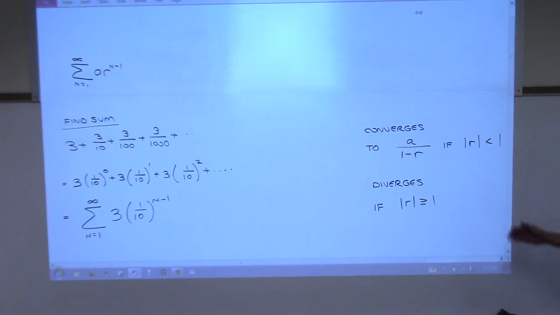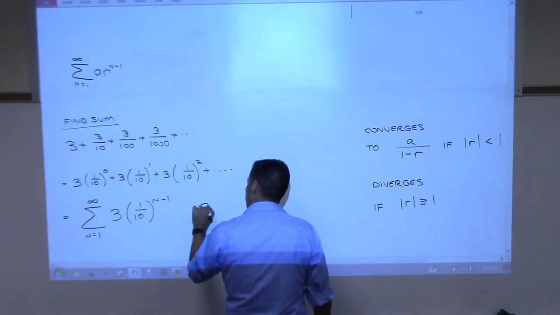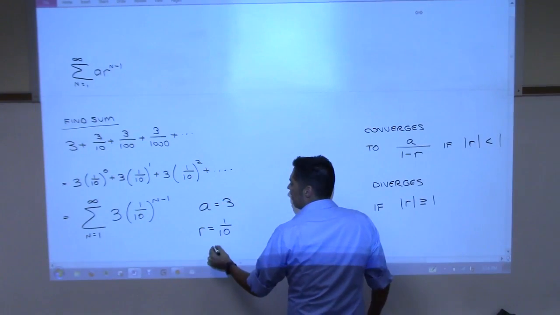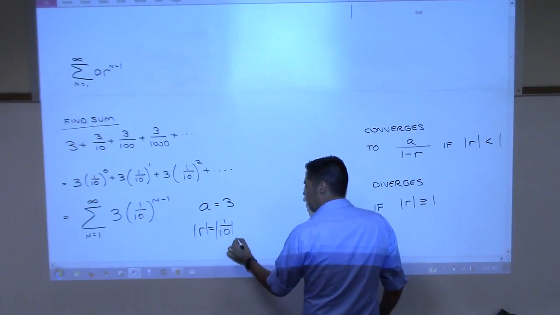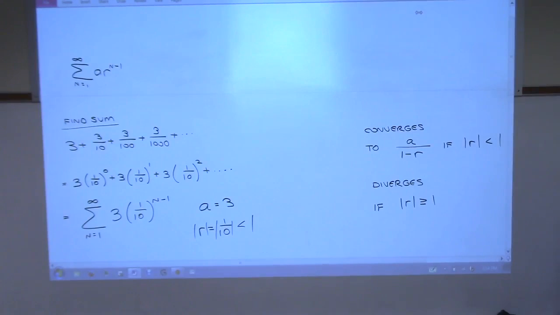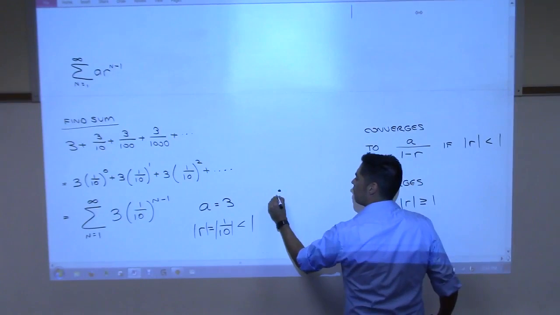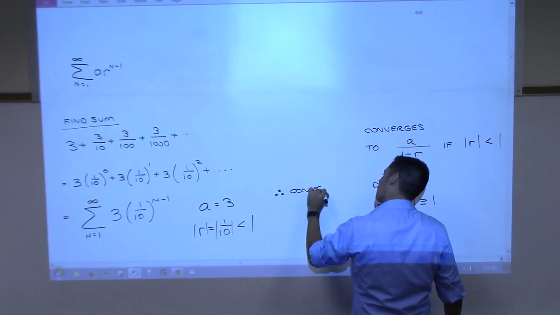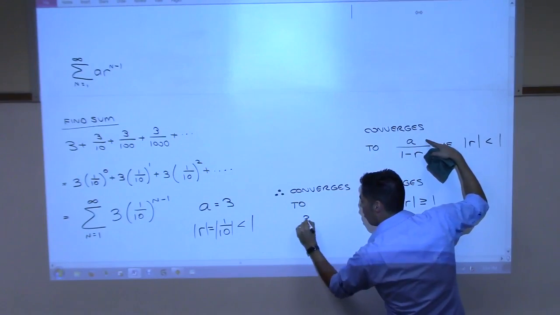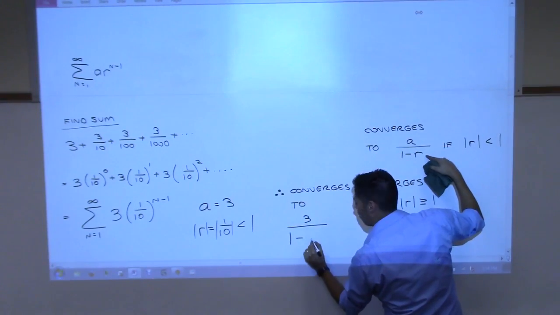So all I need to do is determine what r is, right? If the magnitude of r is less than 1, then I'm just going to plug that formula in, plug my a in, plug my r in, and I'll be done. So from this, I notice that a is 3, r is 1/10, and of course, the magnitude of r is less than 1. So it converges, right? Therefore, it converges to a over 1 minus r. r was 1/10.